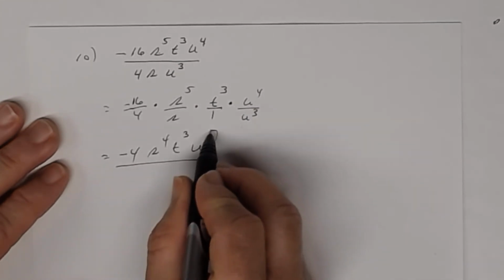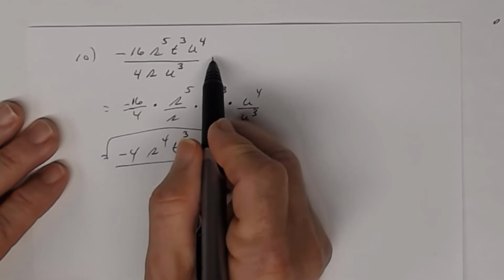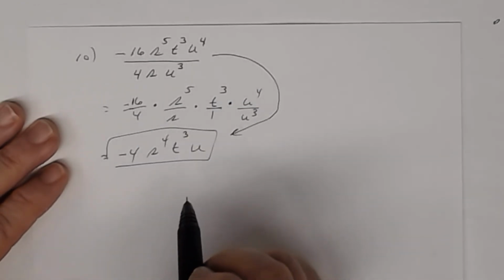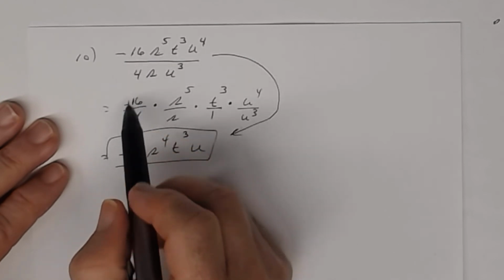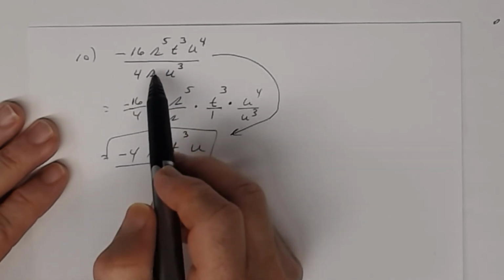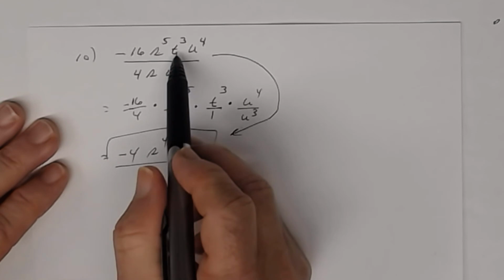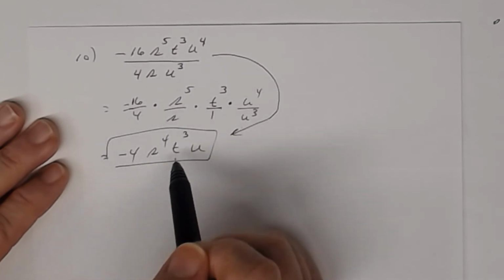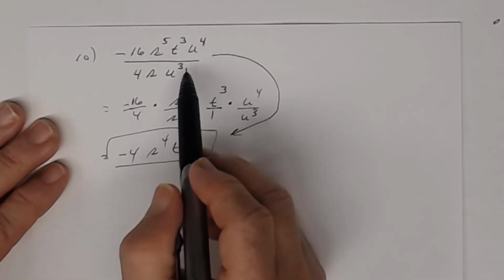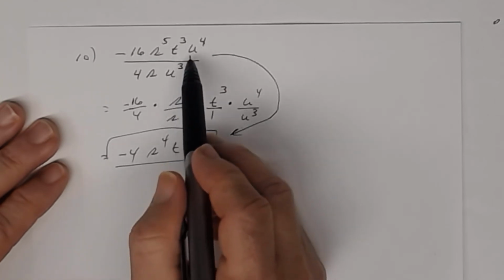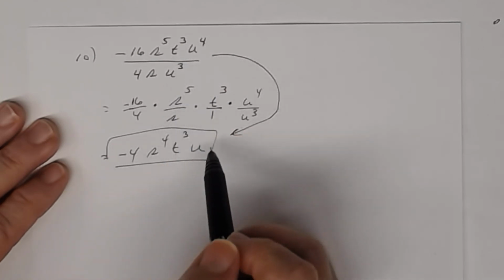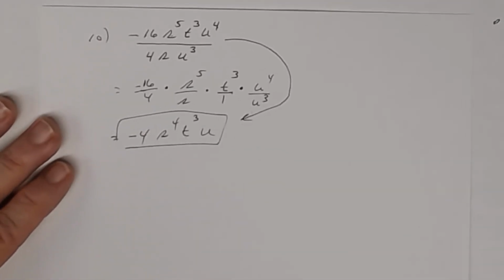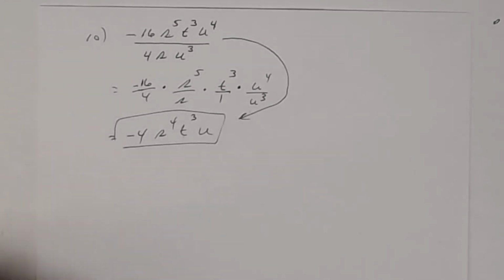And there's your answer. And you could have gone from here to here without having to write this down. Okay? Negative 16 divided by 4, negative 4. S to the 5th divided by s, s to the 4th. T cubed, there's no factors of t in the denominator, so it stays t cubed. And then u to the 4th divided by u cubed, divide like bases, subtract exponents, 4 minus 3 is 1. Okay? It's a very simple process. It is not difficult at all.